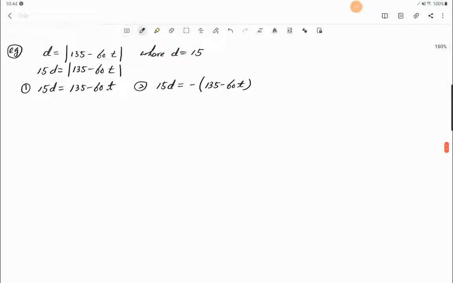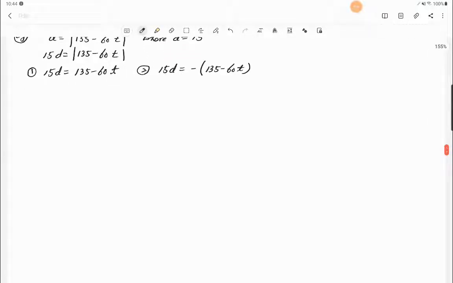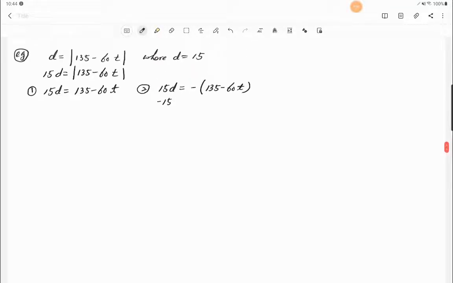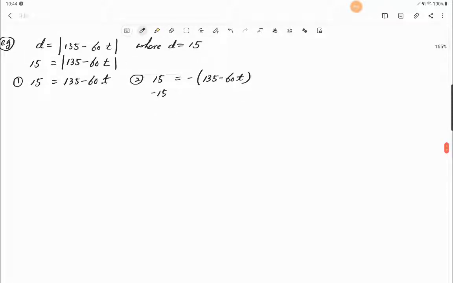So the second equation is actually the same as multiplying each side by negative. So negative d. d is replaced by 15, right? So we don't need this, right? So 15 equals 135 minus 60t. All right, so we have these two equations.